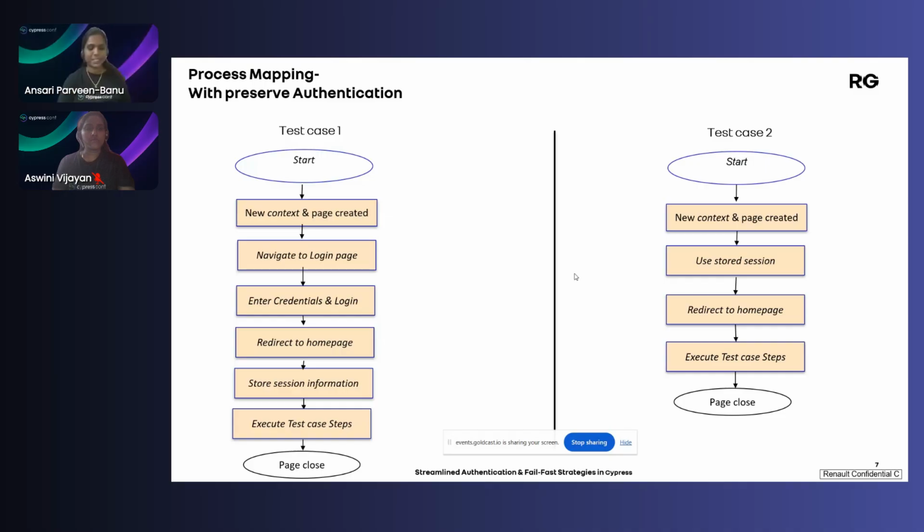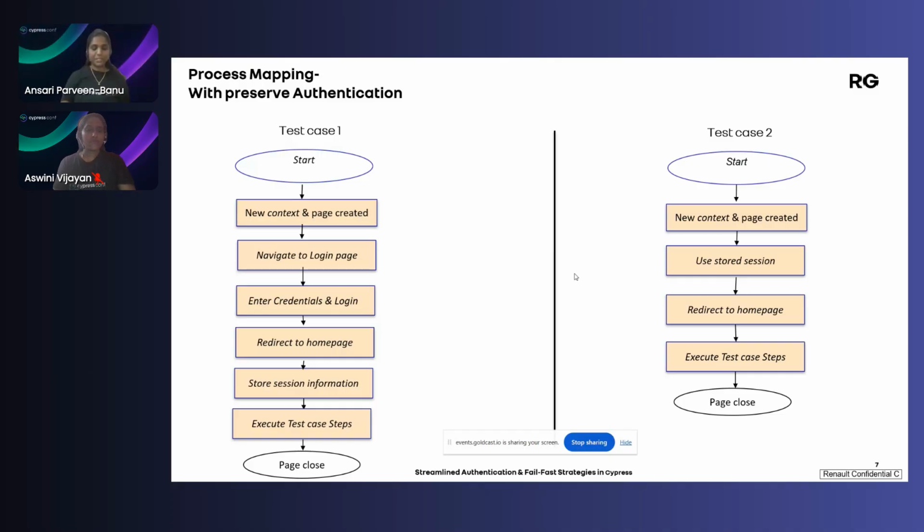Now, look at test case 2 on the right. Instead of starting from scratch, it simply uses the stored session, no repeated login, no redundant step. It directly redirects to the home page and does the proceeding steps. This means all subsequent test cases can reuse the same authenticated session until it expires or is intentionally closed. The result: a streamlined, faster, and much more efficient test execution flow.